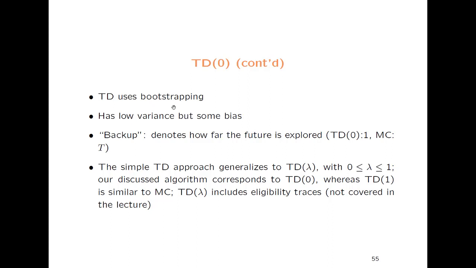There are also some variants, and I want to just briefly mention it. We will not discuss it. So there's something called TD lambda, where lambda can be between 0 and 1. And TD0 is the algorithm we just discussed. And TD1 is similar to the Monte Carlo approach. And lambda in between sort of mixes both advantages. And it includes something called eligibility traces. But we will not cover this in this lecture. But if you're eager to learn about it, you can look at the slides from Silver or the book from Sutton and Barto.